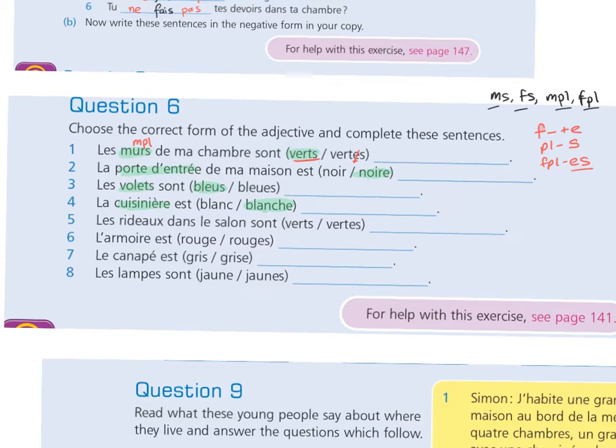Les rideaux dans le salon sont verts. Rideaux, masculine plural, verts, masculine plural. L'armoire, feminine singular, the wardrobe, est rouge. Because rouge already ends in an E, you don't need to add an extra E to make it feminine. Le canapé, masculine singular, est gris. Okay, so no need to add anything else on. The couch is grey. Les lampes sont jaunes with an S because les lampes are in the plural.